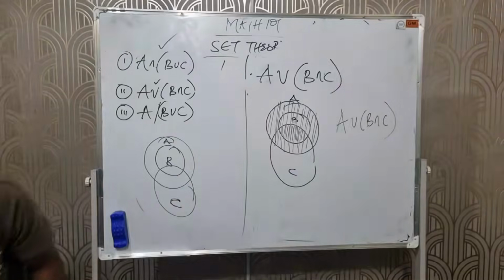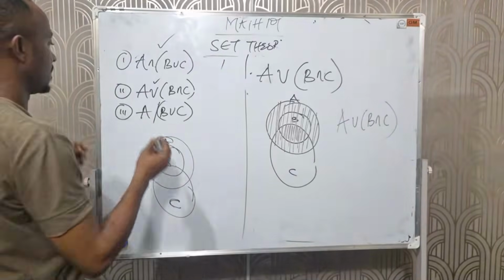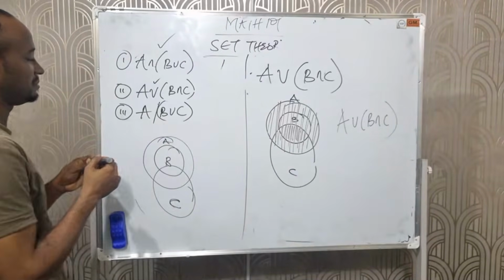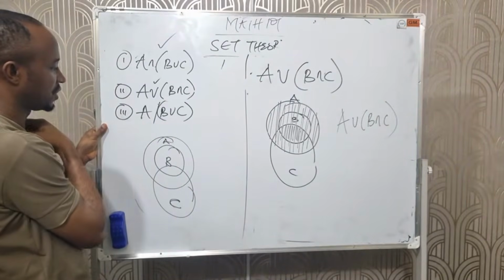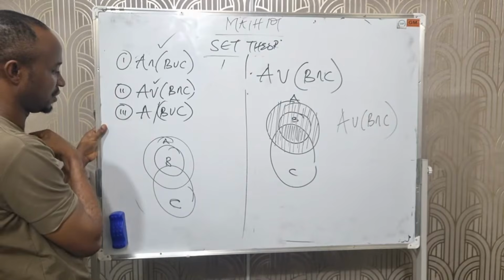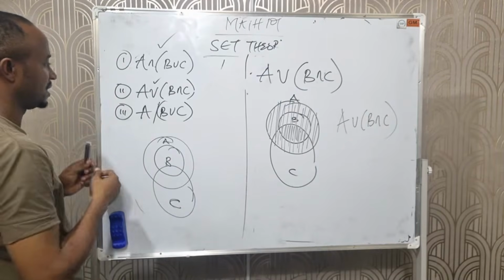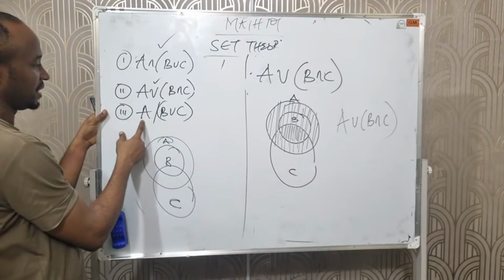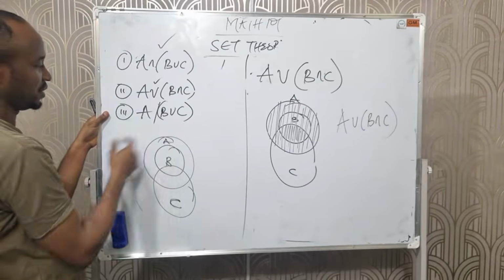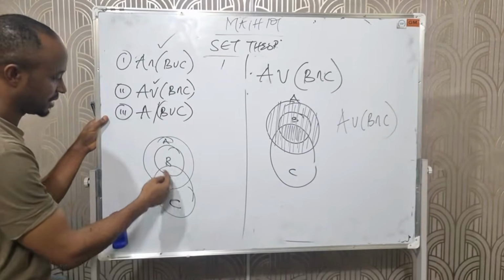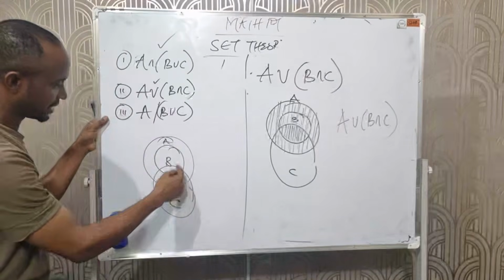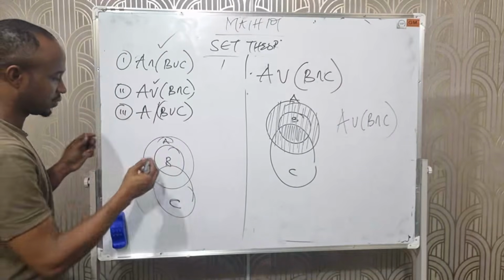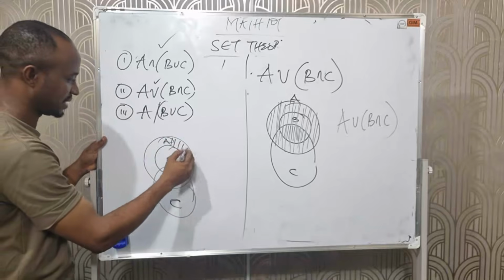So we are bringing out A difference B union C, meaning elements that are found in A, but not in B union C. Meaning I've already shaded every part of A, but excluding B union C. This is my B here. This is my C here. So I'm going to exclude this part, right? So the only part that will be shaded is just this part here.